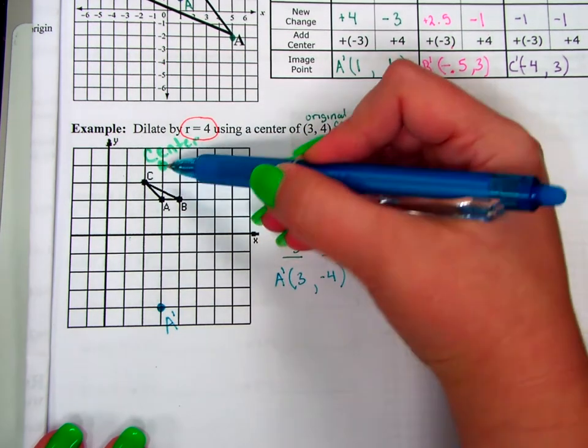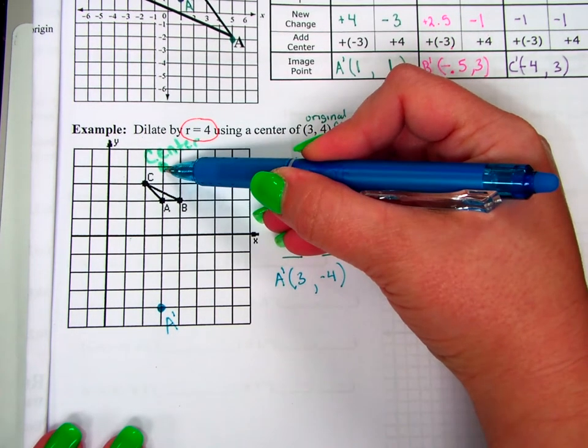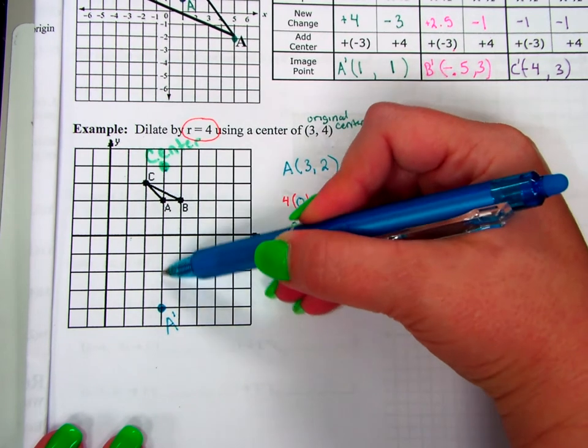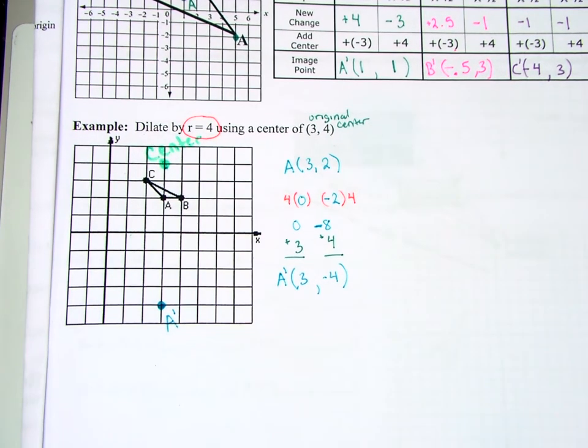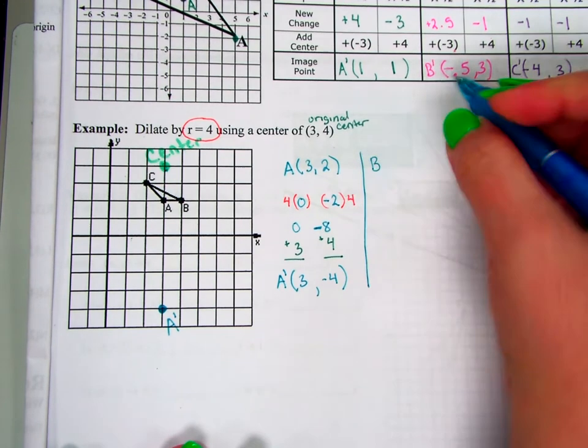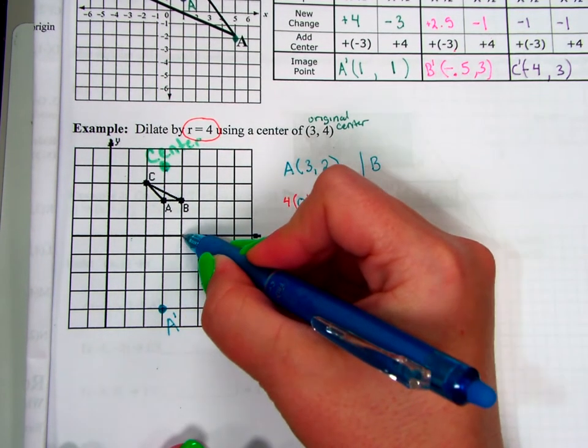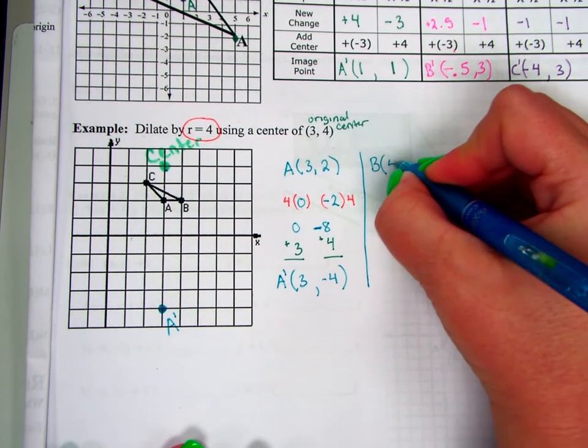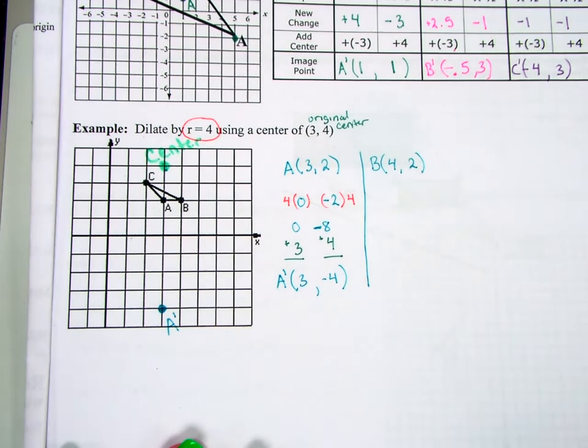Notice it's still straight down. It hasn't moved. If you draw a line from your center to the one that's furthest out, it should pass through the one that is further in. Okay? Let's try B. B is currently the point 1, 2, 3, 4, 2.